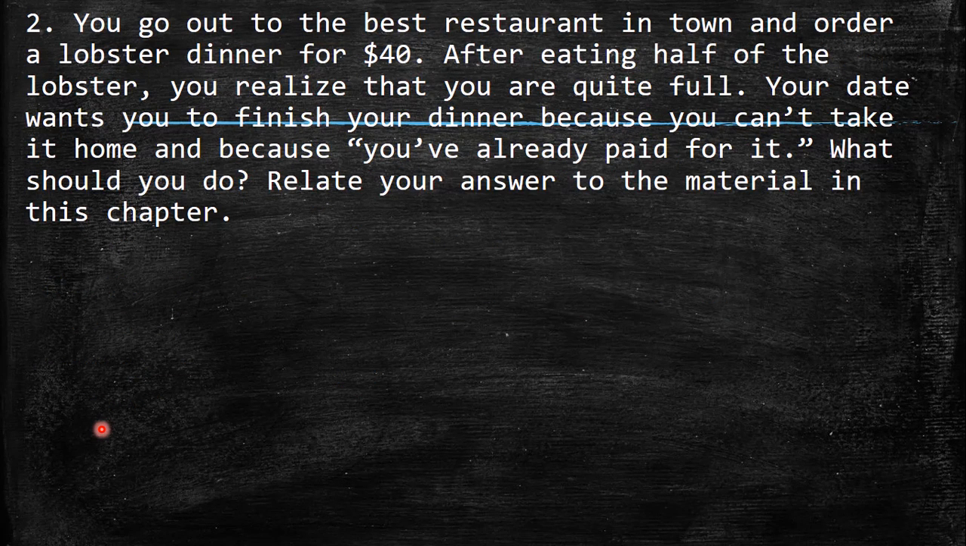So here the second question says, you go out to the best restaurant in town and order a lobster dinner for $40. After eating half of the lobster, you realize that you are quite full. Your date wants you to finish your dinner because you can't take it home and because you've already paid for it. What should you do? Relate your answer to material in this chapter. So, okay, we need to answer in this way. We cannot say, okay, I'm going to take it away anyway without anyone looking at me or something like that. Something related with this chapter.